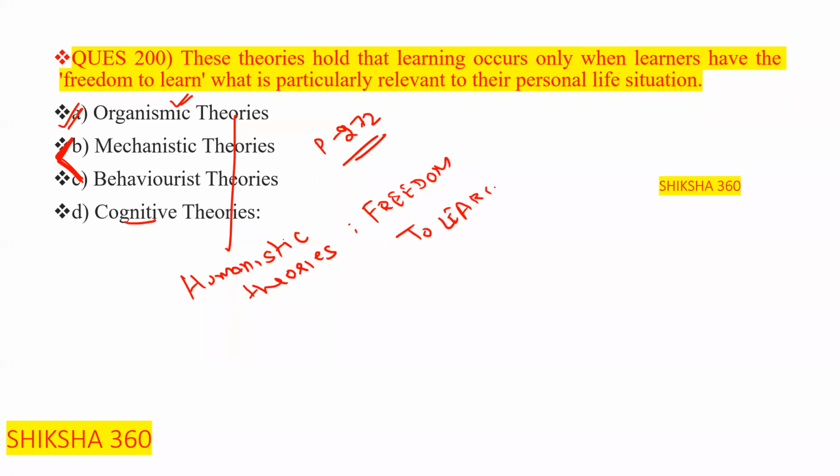They have specifically mentioned the word. Clear? Please go through the session once again so that you are able to remember all these points. Organismic theories are also known as humanistic theories. Mechanistic theories and behaviorist theories are both the same.